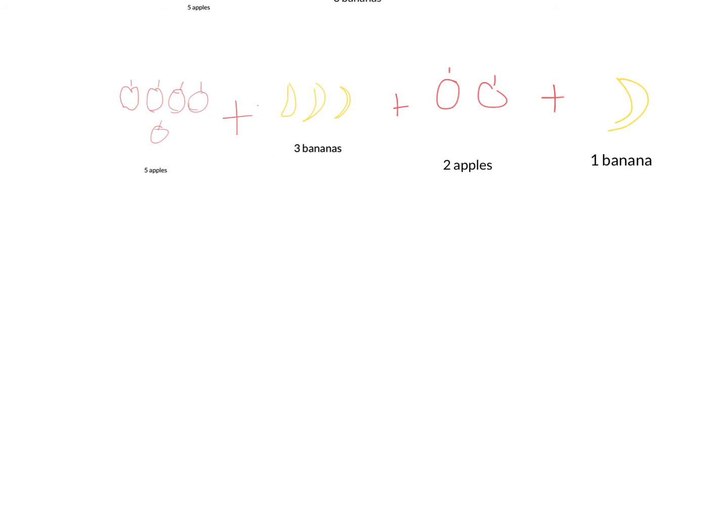Now let's look at a slightly more complicated example. Here we've got 5 apples plus 3 bananas plus 2 apples plus 1 banana. So we've got 2 different terms that have apples in them, and 2 different terms that have bananas in them. Like before, we can add apples with apples. 5 apples plus 2 apples is going to give us 7 apples.